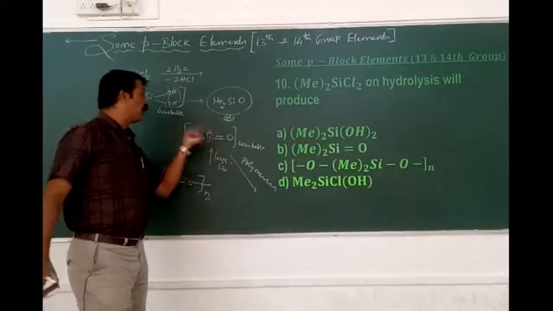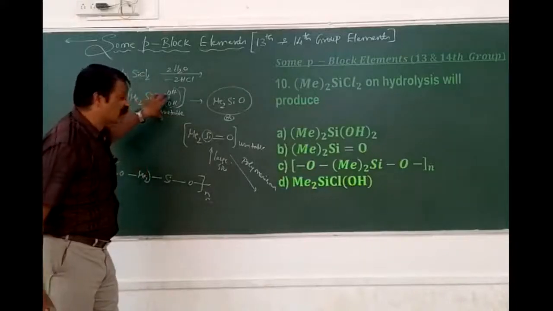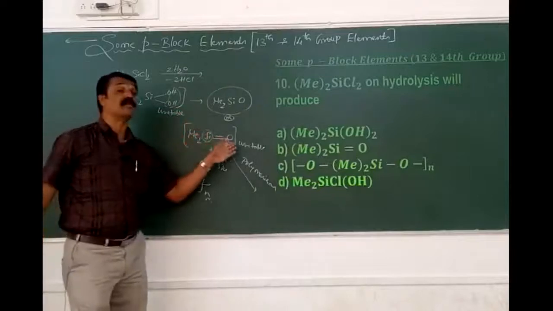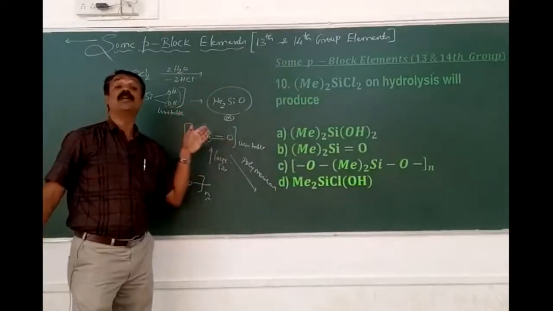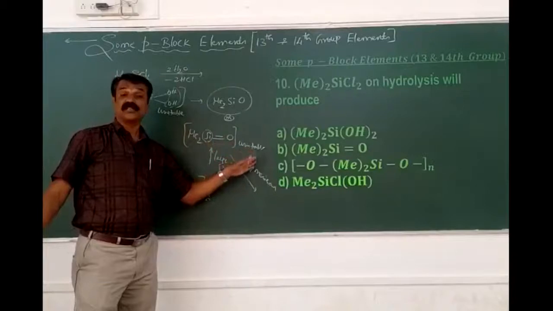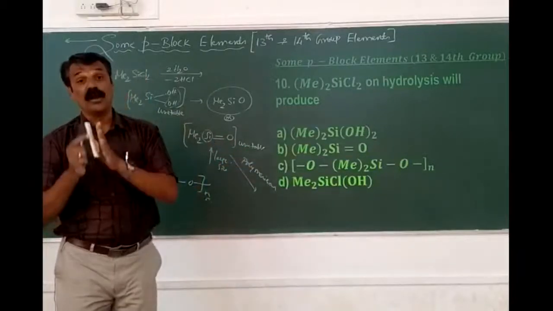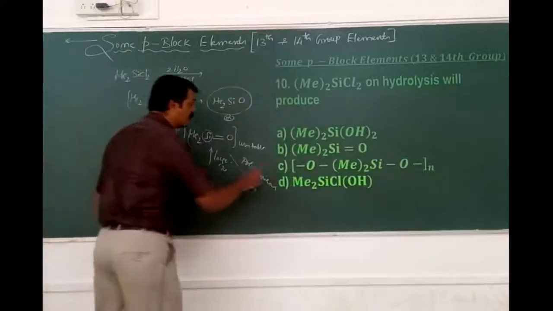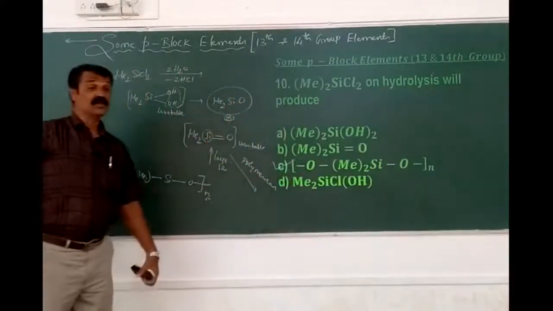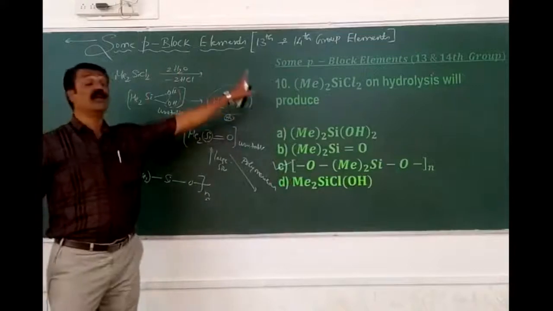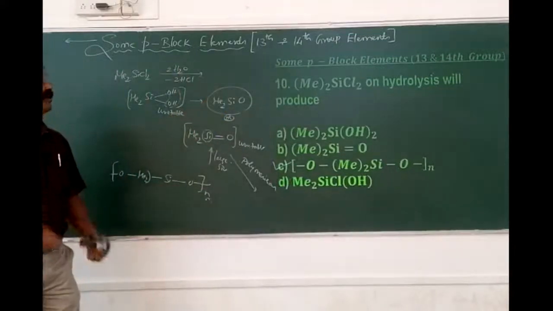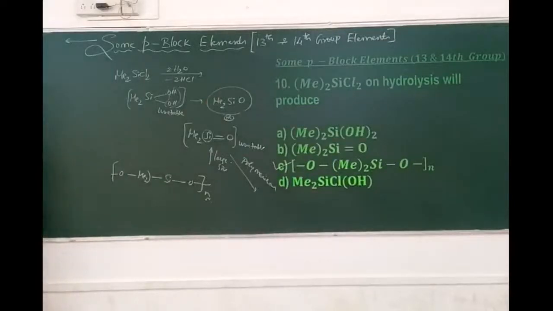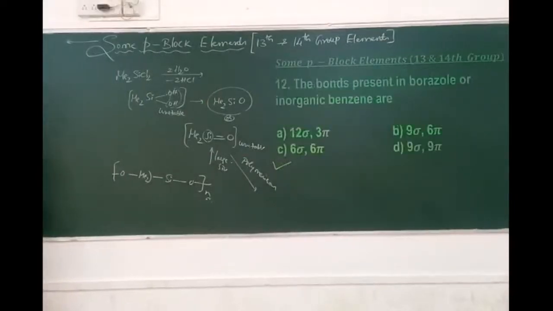Actually this is a product obtained by the dehydration of the dihydroxy compound, but silicon, being of larger size, doesn't form a p-pi bond, or a double bond between them. That makes it unstable, such that it behaves as a monomer, and that monomer gets polymerized to form a polymer of this type, which is option C. Okay, so this is the hydrolysis of Me2SiCl2. Okay, so that is 10C. Next, 11th.